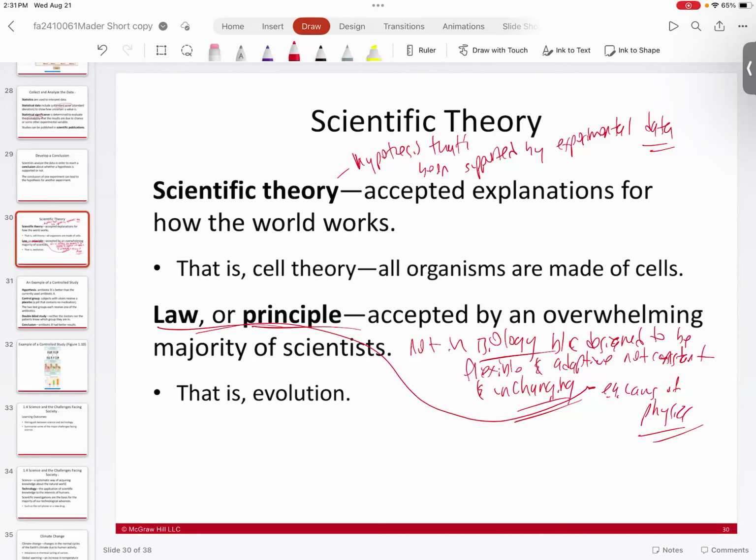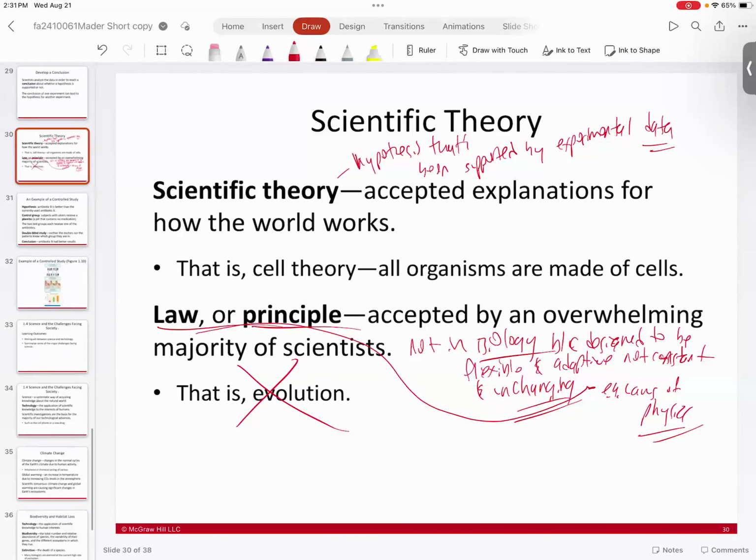That's a law. Evolution is not a law. It aspires to be one, but it will never be one because there's just too many caveats. There's too many soft spots in evolution that we need to work on. And certainly it is not universal in the sense of a law. That is to say, it doesn't hold the universe together. Why? Because evolution is a biological theory that's designed to be flexible and adaptive, not constant and unchanging. Laws tend to be constant and unchanging. And evolution is certainly not constant and unchanging.